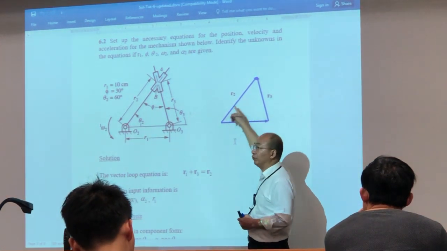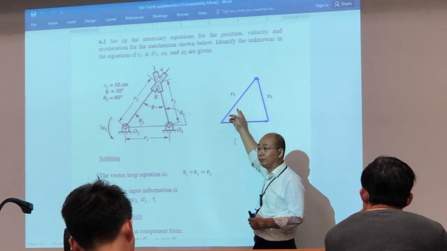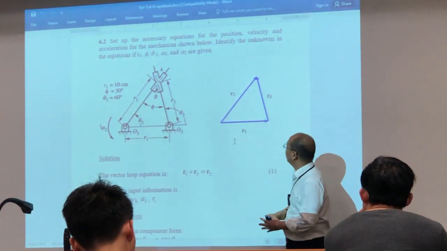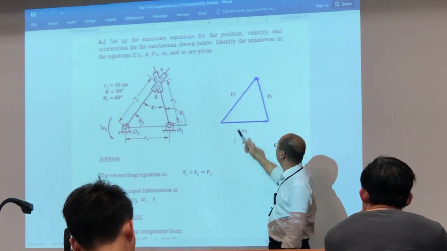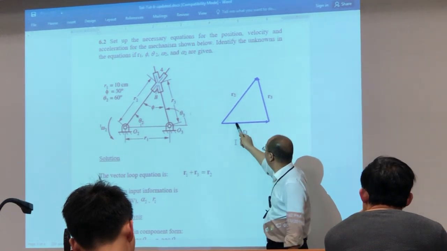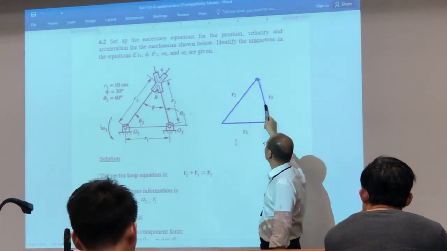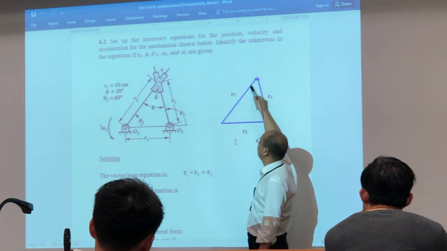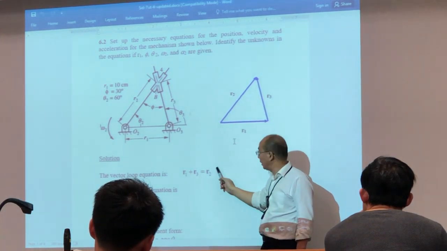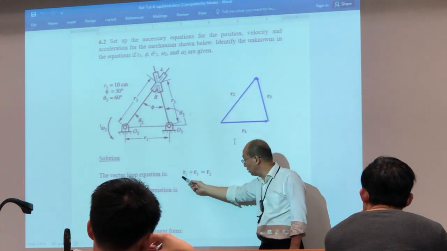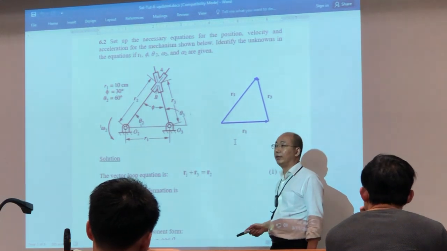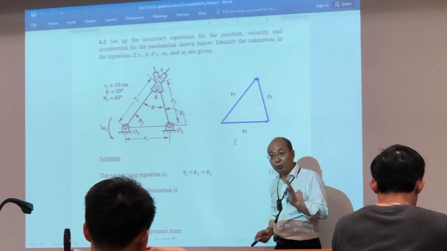So now you form a vector loop. For this case, if I follow what I draw here, then I can say R1 vector plus R3 vector equal to R2 vector. That will be the equation. Remember, this is a vector equation. So take an example.